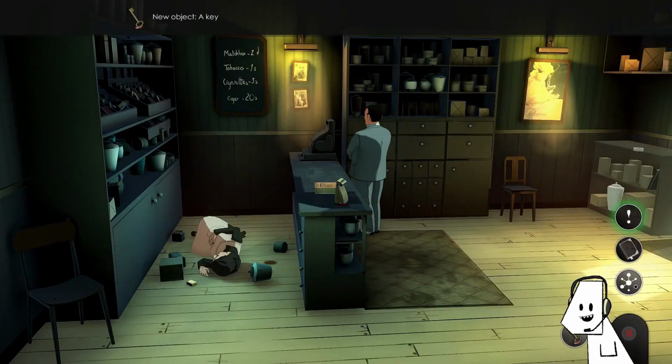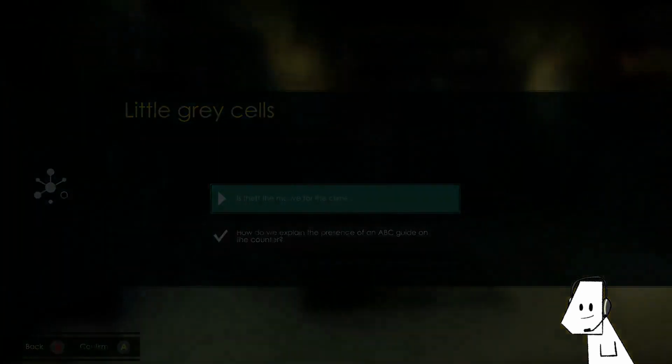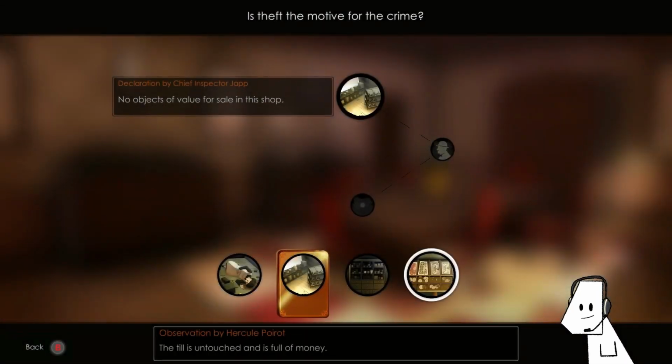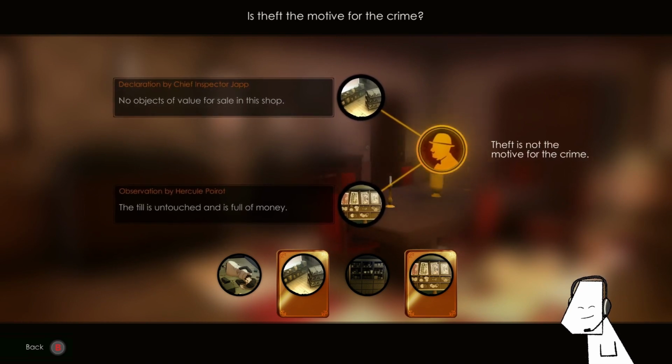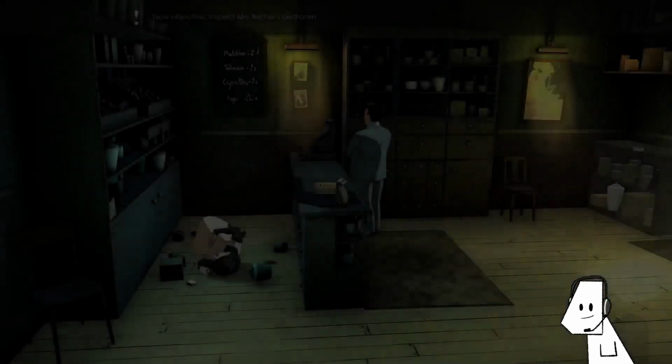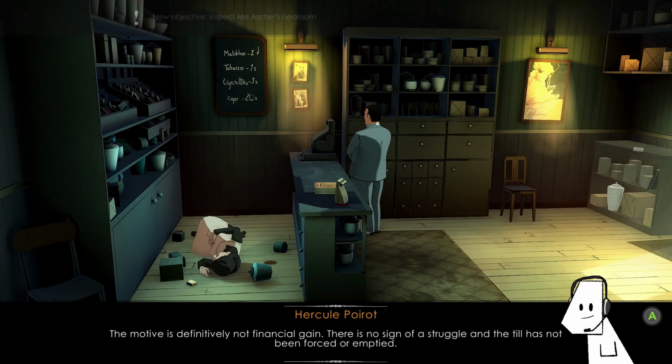Okay, so we can go... I see. We can also... The money not being missing is meaning that theft is not the crime. Not the motive for the crime here. So we can tick that one off as well. The motive is definitely not financial gain. There is no sign of a struggle, and the till has not been forced or emptied.